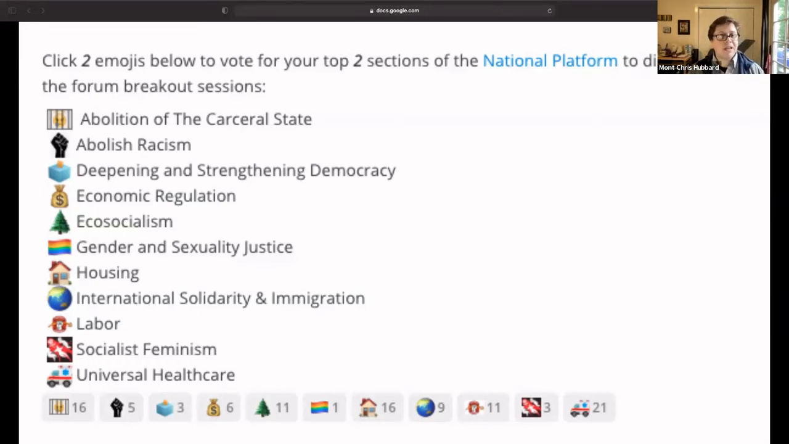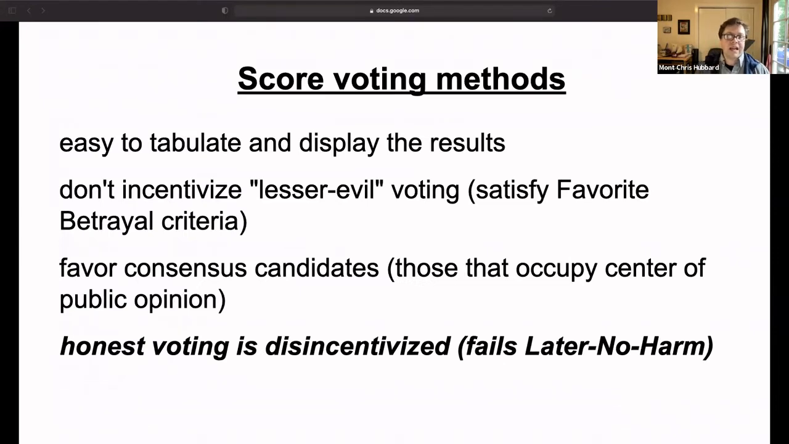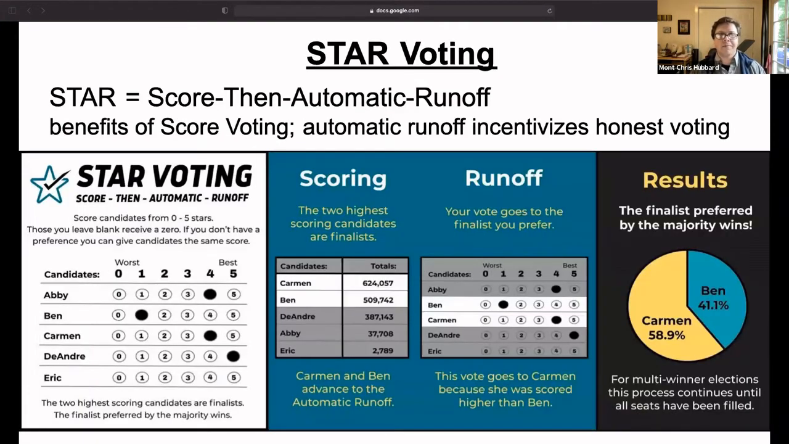So approval voting is actually really great, but if you don't like that you can only say yay or nay, if you want the nuance of a ranked or scored method, right? And you like a scored method, but you're concerned that it fails later no harm, you might like STAR voting.